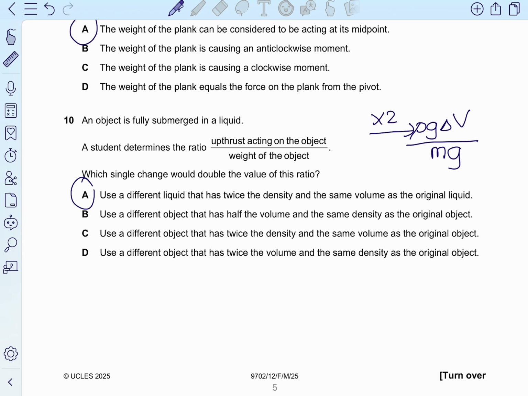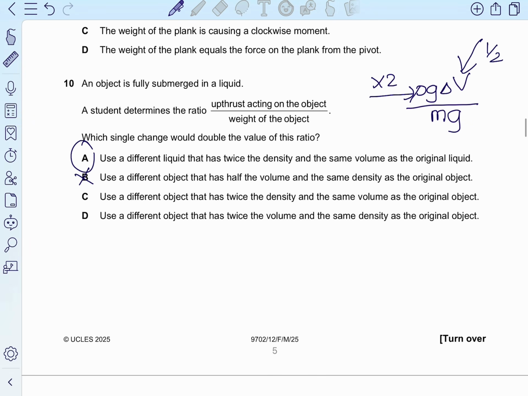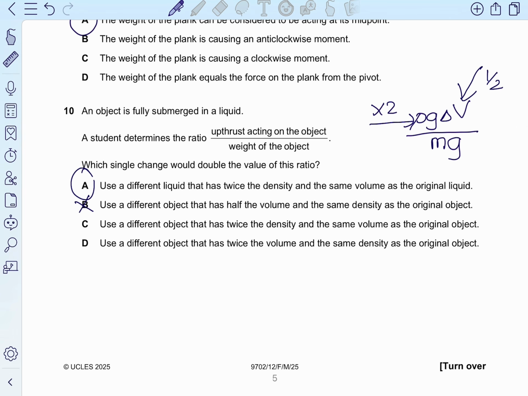Okay, so that's why option A is correct. If you see option B, it says use a different object that is half the volume. If you halve the volume, your upthrust will be halved, with the same density. So no, this is not possible. Option C says use a different object that has twice the density and the same volume as the original object. Twice the density does not come into play here. The matter is not about density. It's about the volume of the object.